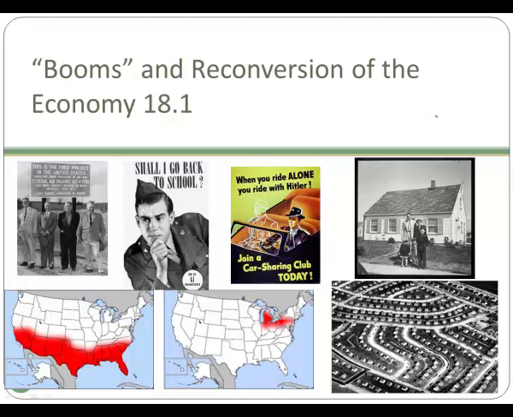Starting section 1, chapter 18 today, we're basically looking at economic reconversion after World War II, transitioning from a military-based economy to more of a consumer-driven economy. What you all have in your possession now are two things. Number one, the chapter notes, which nothing's changed from the norm. And then number two, the objectives.